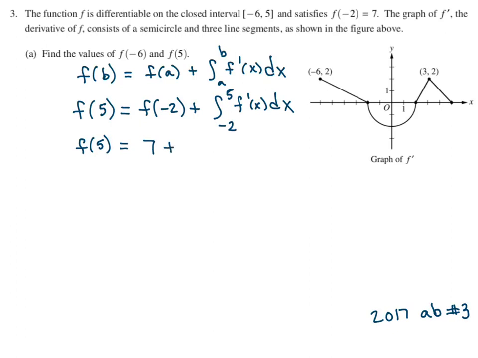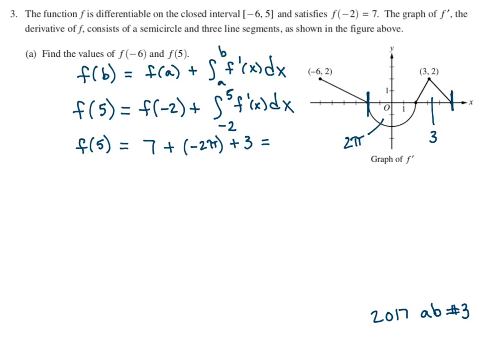Plus, I'm going to use a little bit of geometry to figure out what that -2 to 5 business is. So I'm going to partition this up and just see if I can use geometry to find those little area chunks. So the semicircle is 2 pi. It's pi r squared, radius is 2, and then divide that by 2. And then the area of that triangle, 1/2 base times height, is 3.